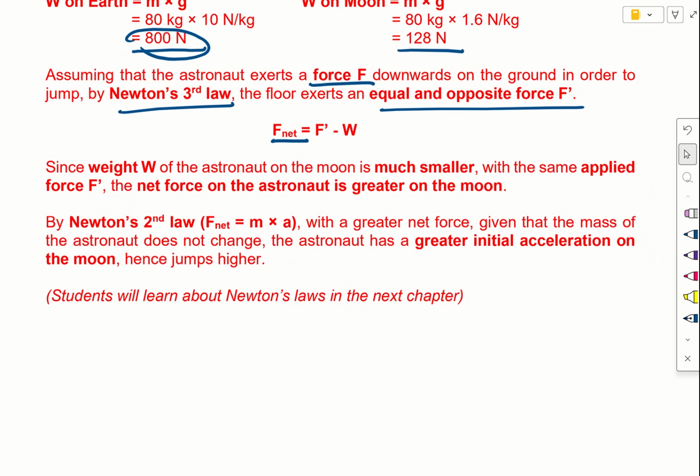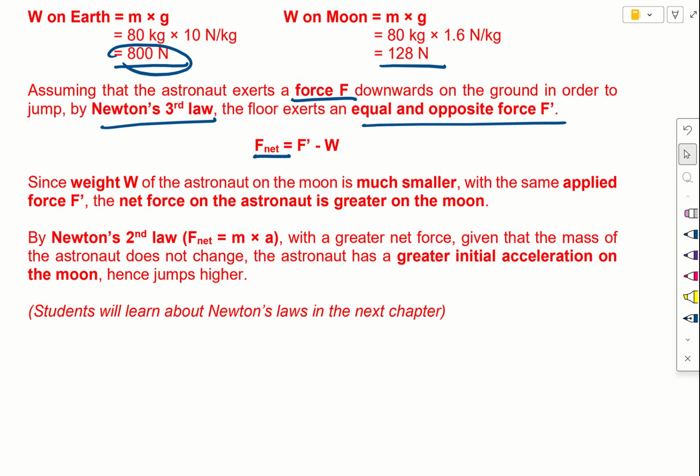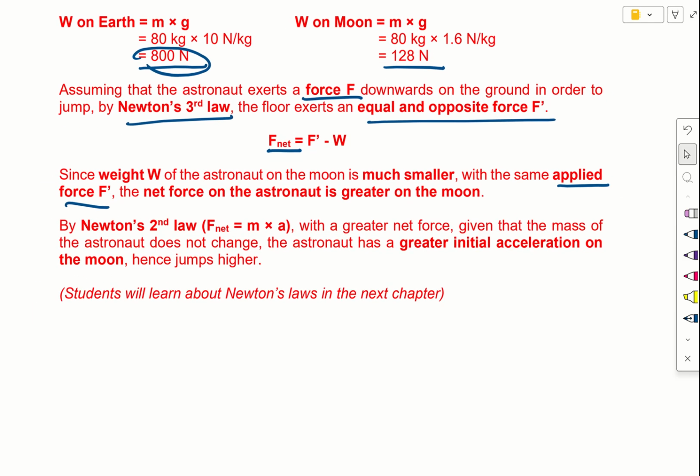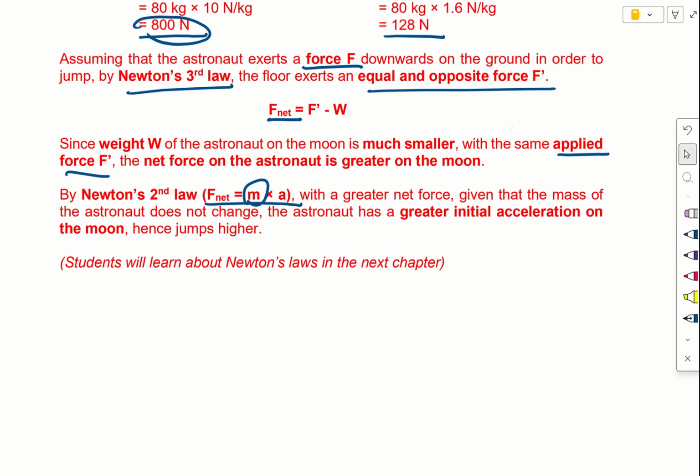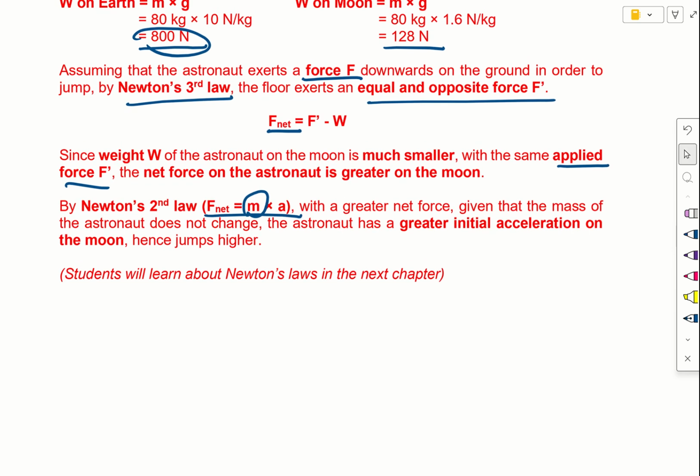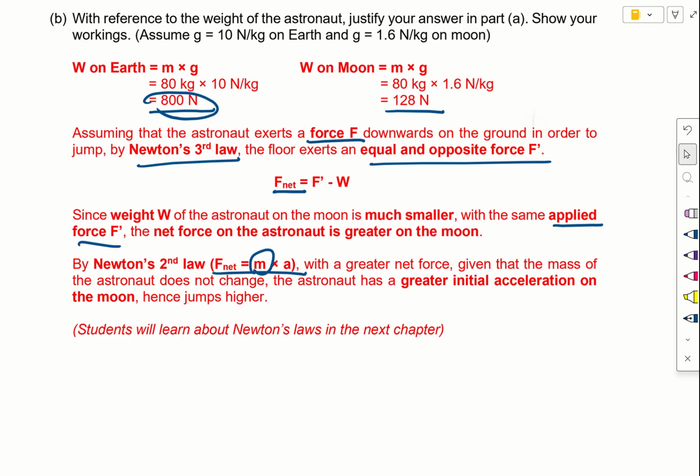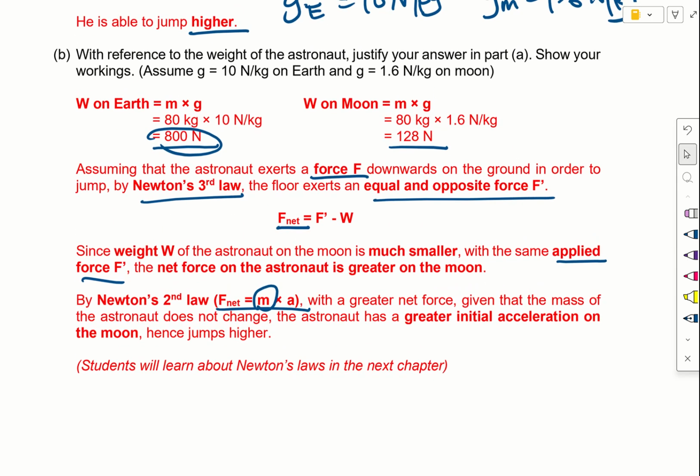Now, since the weight of the astronaut on the moon is much smaller, with the same applied force, which comes from his own muscle, his training, his thighs and all that, the net force on the astronaut is greater. Then by using Newton's second law, because there's now F net, we can actually calculate out the acceleration, because the mass will remain the same, but the acceleration will be different. So that's why it will have a different height. He's able to jump higher on the moon.